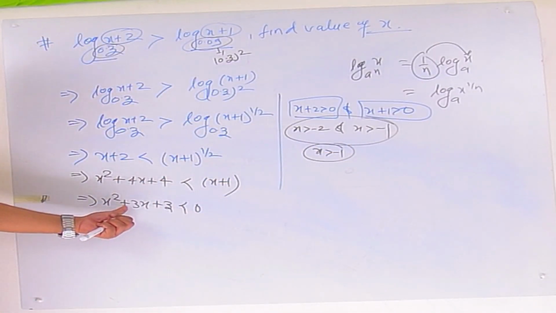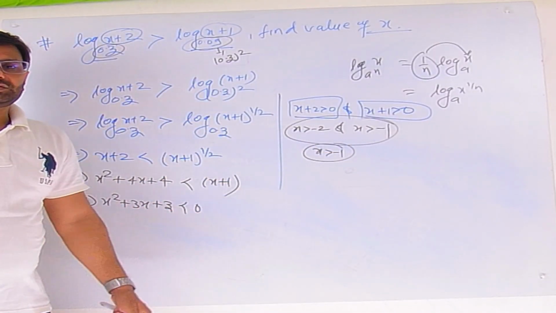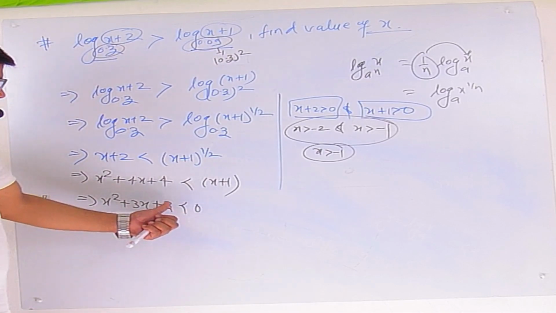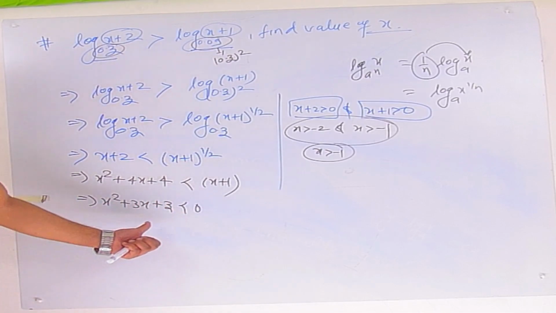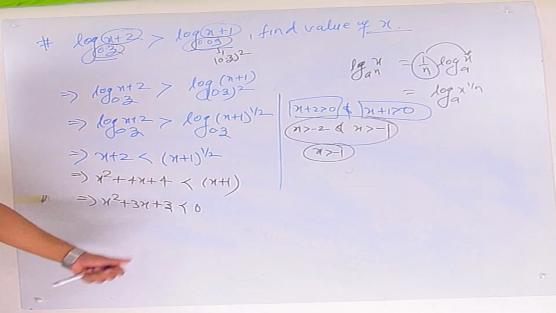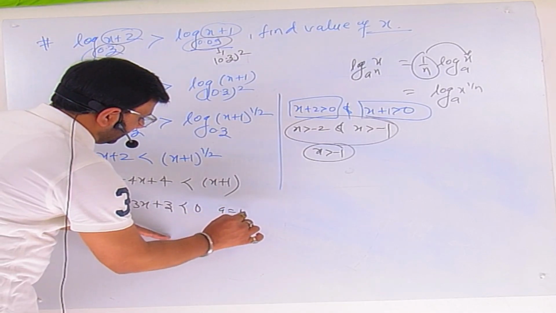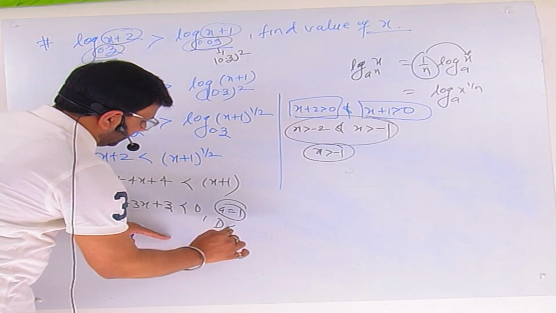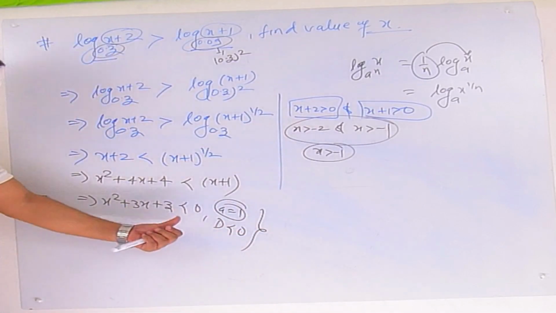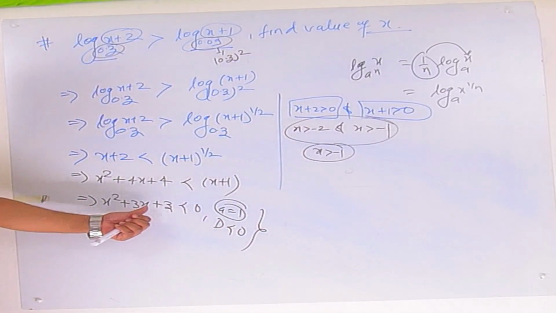And here x square plus 3x plus 3 less than 0. So this is a quadratic. Is this factorizable? This is not factorizable. So check D here. What is the value of D? The value of a is 1. D is b square minus 4ac, 3 square minus 4 into 3. So D is less than 0.